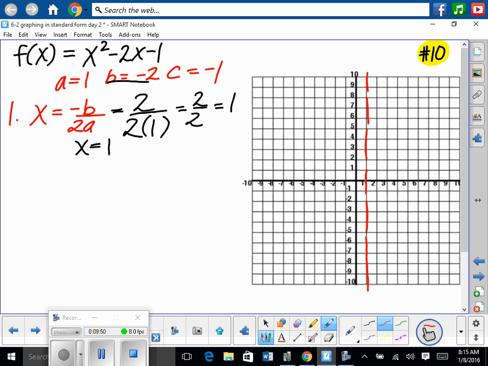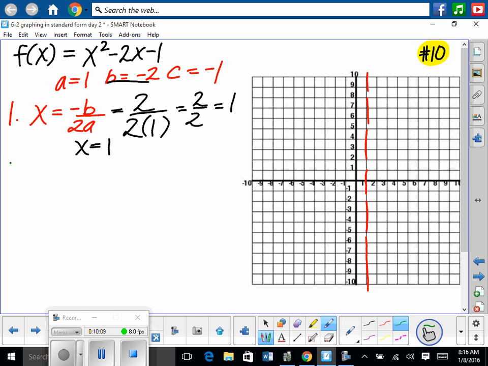So we know we're going to have a parabola that is symmetric on that axis of symmetry. I saw a lot of people in here not drawing their parabolas symmetric on this new dotted line. But our parabolas, we know, are symmetric around the axis of symmetry.